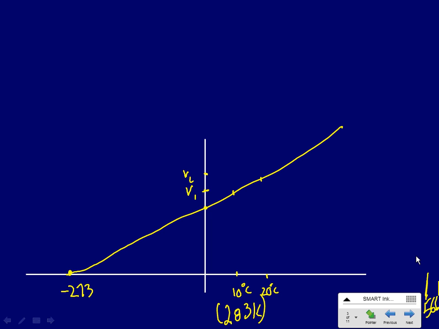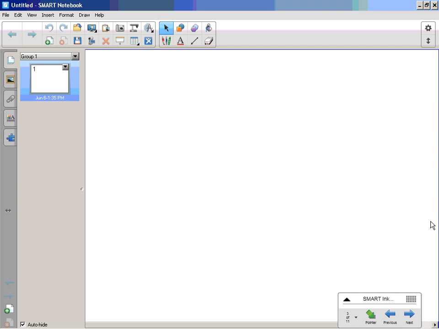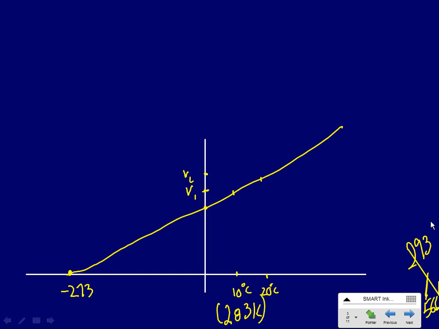How much is it? Yep. 200. Oh, and I'm getting funny writing as well. 93. Oh, I love my computer. 293 degrees Celsius. Now I can't write anymore.